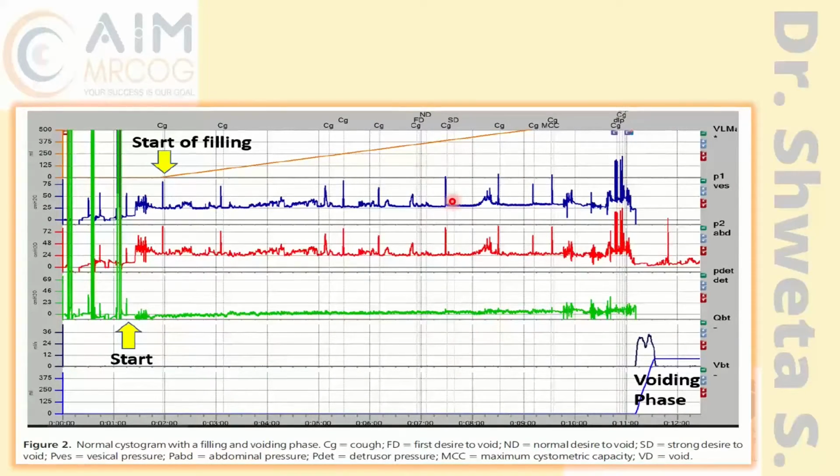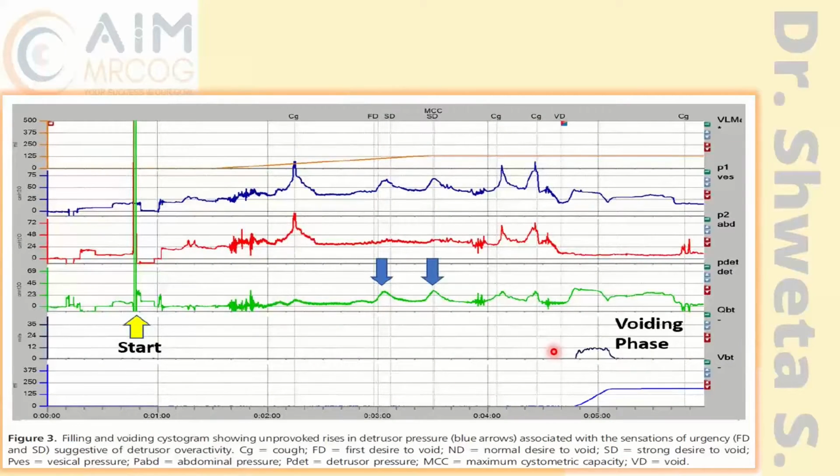Now, this we already saw. This is normal filling and normal voiding cystometry. Now, this one, if you see, again, cuff, cuff, cuff, first desire, strong desire, maximum cystometric capacity, strong desire, cuff, cuff, voiding. Now here, if you see, there is contraction in the vesicle, there is contraction in the detrusor, and there is no activity in the abdomen. As I told you, first check the detrusor. You check the detrusor, you find detrusor activity, means what will be your diagnosis? Detrusor overactivity. Yes, very good.